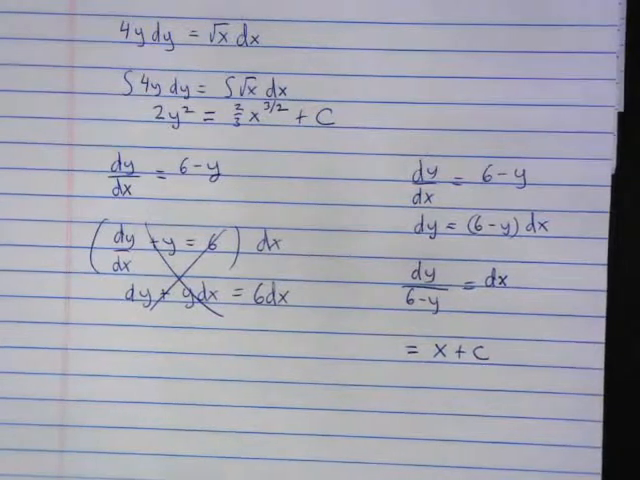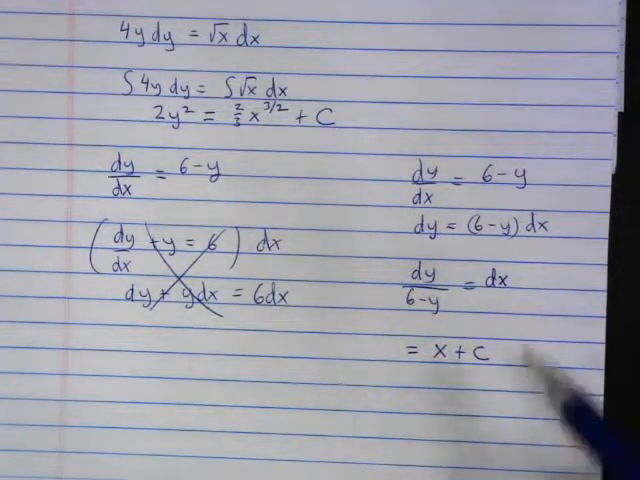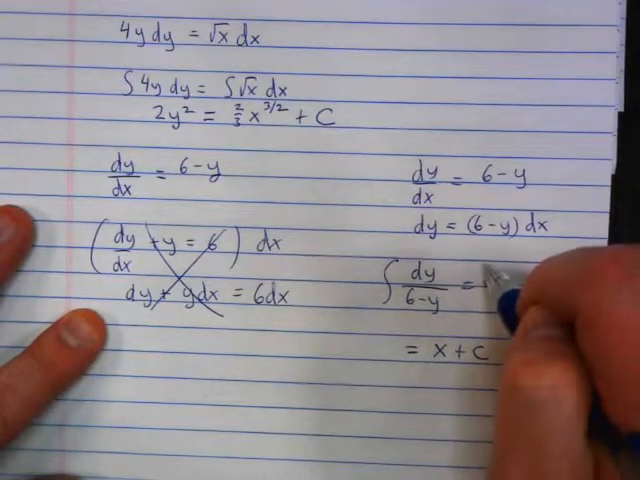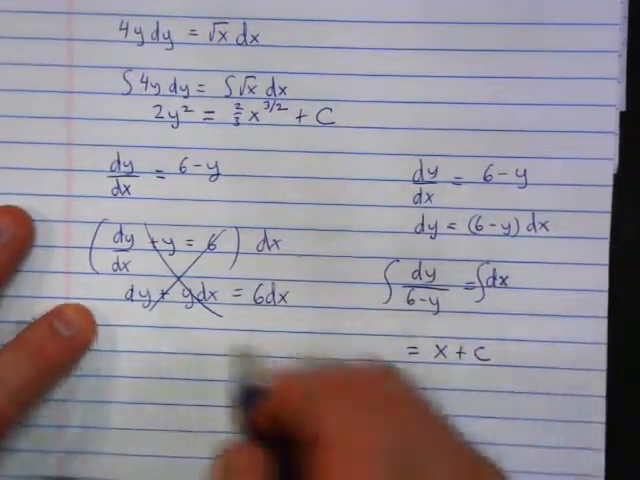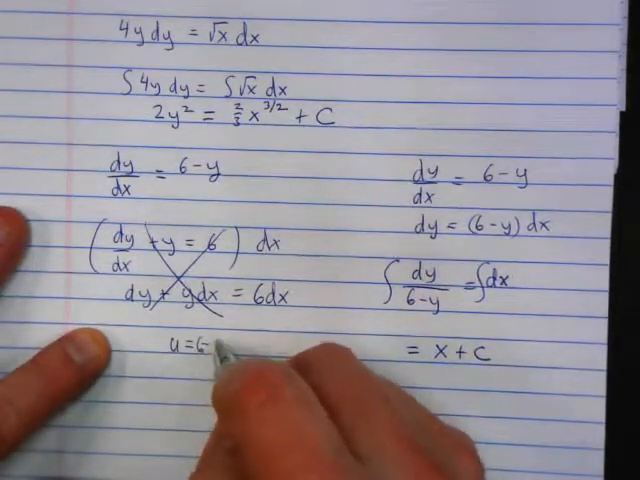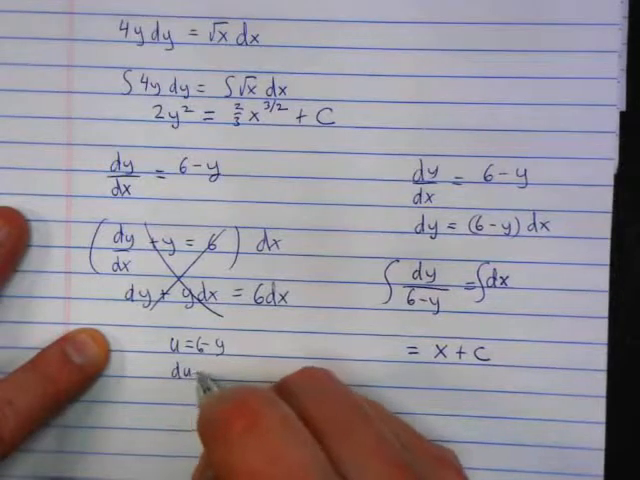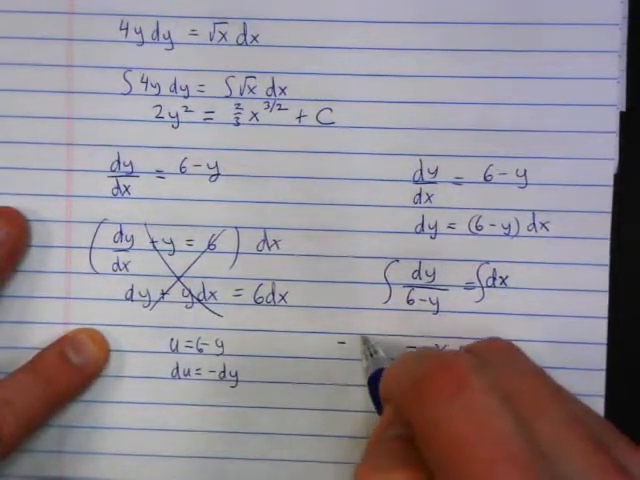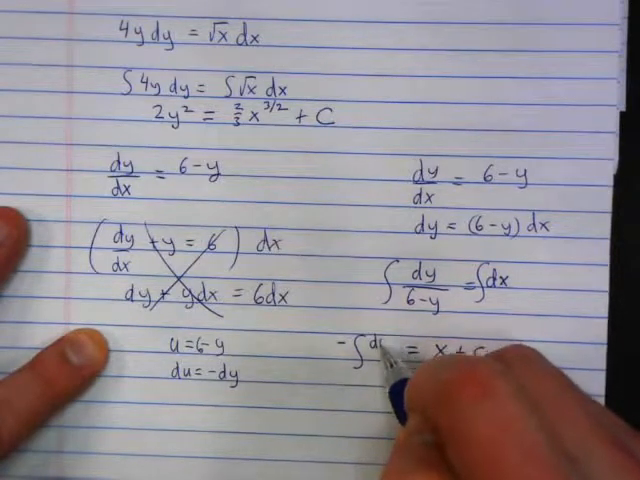I'll integrate the right-hand side. The integral of x dx is, the integral of dx is x plus c. What happens when you integrate the left-hand side? That's a u substitution problem. U is 6 minus y, so du is negative dy. So this becomes negative integral du over u.